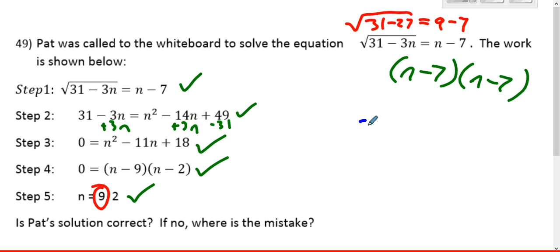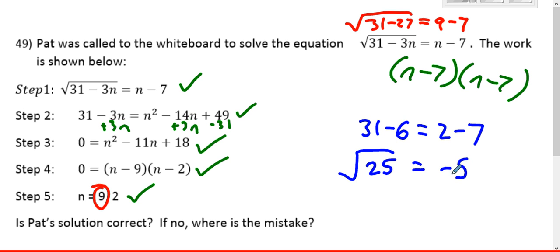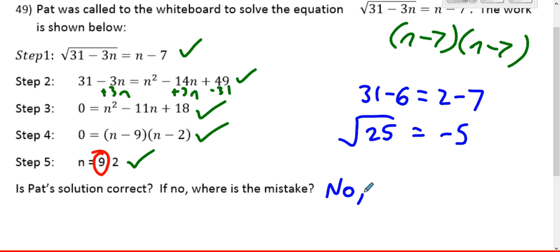When you plug in the 2, you get 31 minus 6, which is 25, equals 2 minus 7, which is negative 5. That does not work. So is the solution right? Not quite. N equals 2 is extraneous.